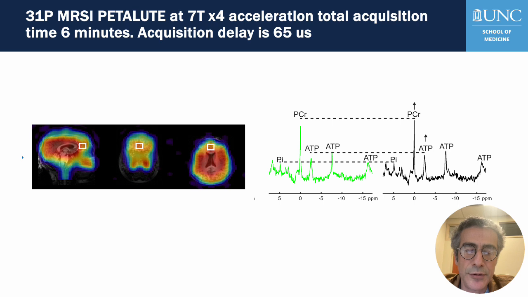Following our success using phosphorus spectroscopic imaging in the reproducibility challenge in 2023, we decided to use phosphorus spectroscopic imaging with PETALUTE at 7 Tesla. With 4 times acceleration, resulting in a total acquisition time of 6 minutes, we successfully acquired phosphorus spectra from the whole brain, as illustrated here.